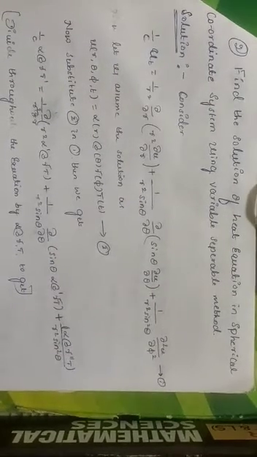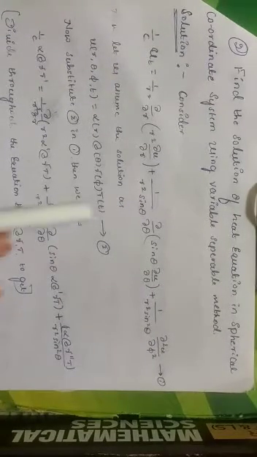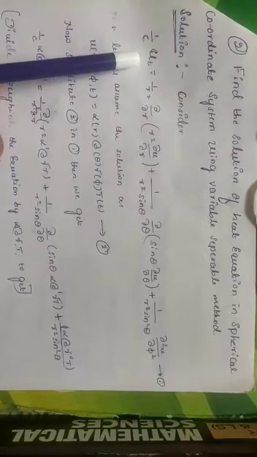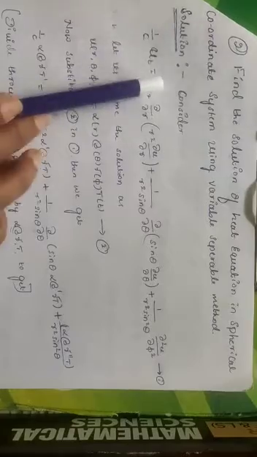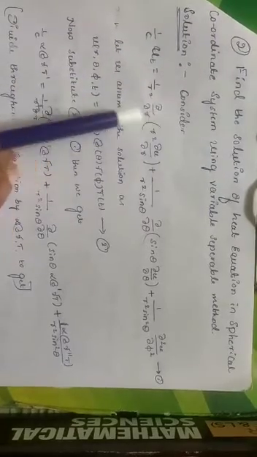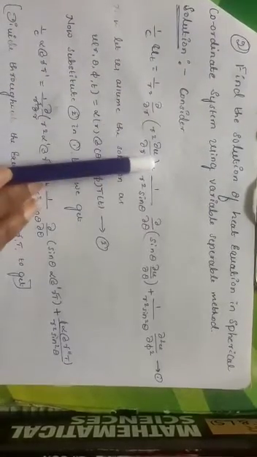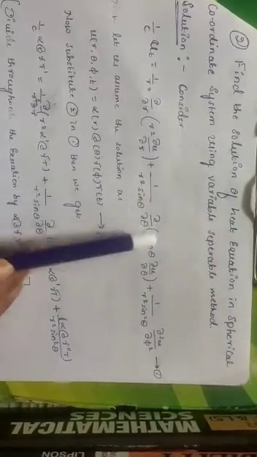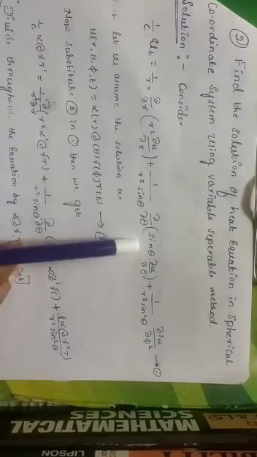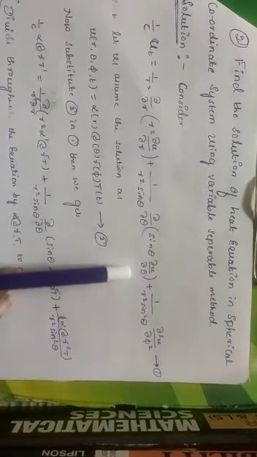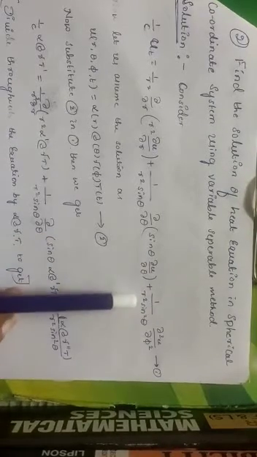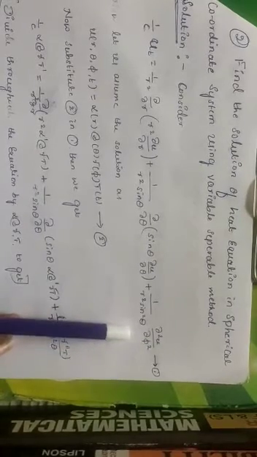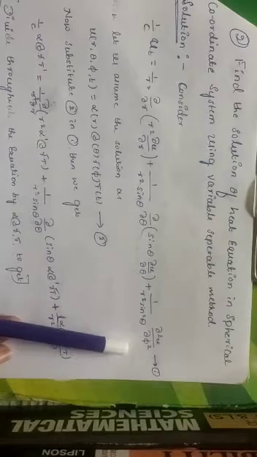So before going to solve this one, first we write the mathematical formulation of the given problem. That is 1 over c into derivative of u with respect to t, which equals 1 over r square into del by del r of r square into derivative of u with respect to r, plus 1 over r square sine theta into del by del theta of sine theta into derivative of u with respect to theta, plus 1 over r square sine square theta into second order derivative of u with respect to phi. Now we take this as equation number 1.